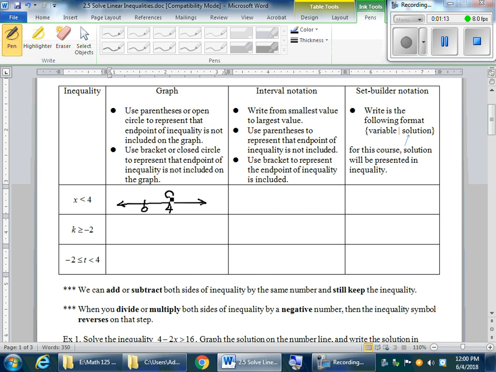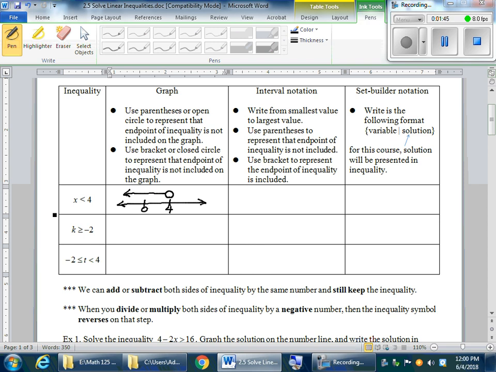And now we need to indicate which side is the solution. So x is less than 4, so it must be 0, -1. Those are the values that are smaller than 4. So I arrowed it this way. So to represent less than, we use an open circle.